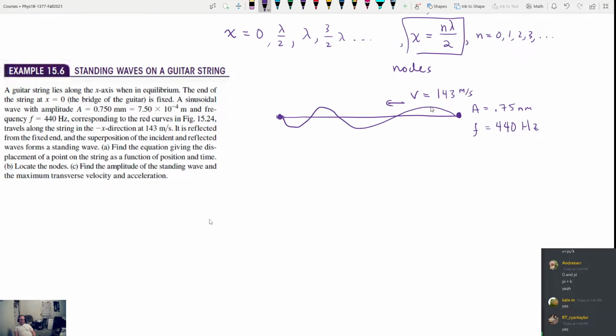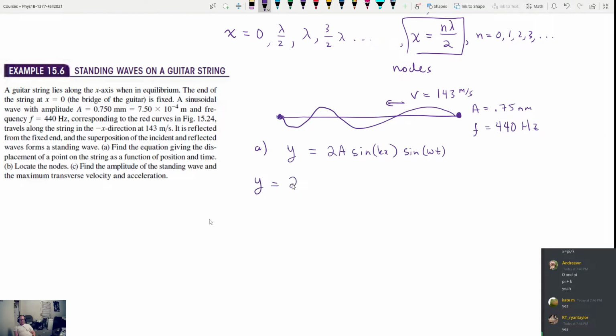Part A says, find the equation giving the displacement of a point on the string as a function of position and time. Well, we already kind of have that equation, and it's this one. The equation for the standing wave was 2a times the sine of k times x multiplied by the sine of omega t. So that's our equation. And we need to find what these values are and plug them in here. Okay, so let's do that.